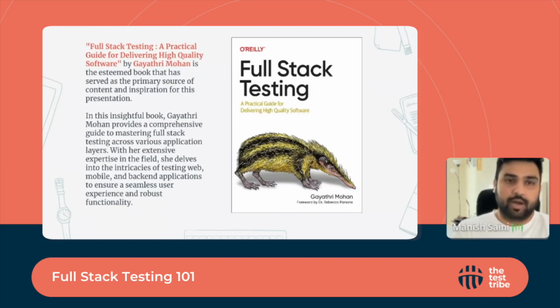I have just taken the brief out of it, like what are those testing, what are the benefits of them. But if you want to dive deep, I certainly recommend this book, and you should read it. It is accessible on Amazon Prime, and I think Kindle also. You can just directly buy it and read that part.